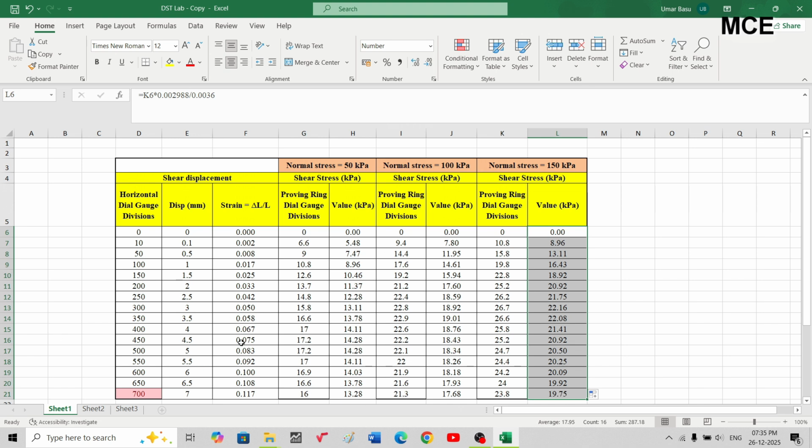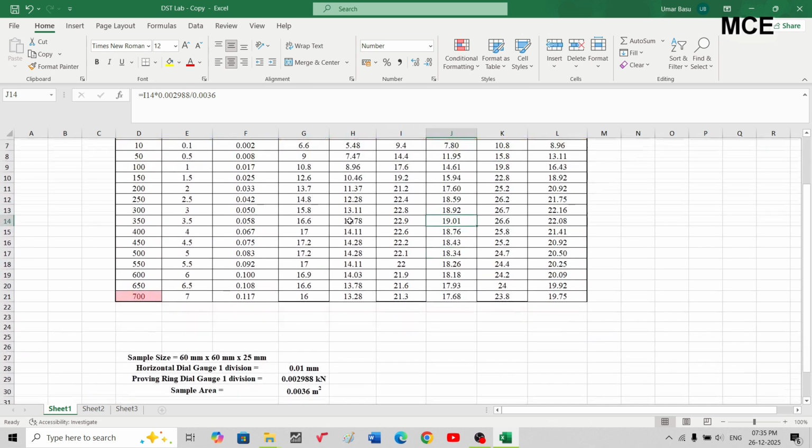Okay, you can see that when we increase the normal stress, the shear stress in the sample also increases. At the peaks, shear stress also increases. Here it was 14.28, after that the failure. Here it was 19.01, then the failure, and finally here it was 22.08, and then the failure. So this is how you can convert the horizontal dial gauge readings into displacement and then into strain, and proving ring dial gauge divisions into the value of kilopascal, that is, the shear stress.